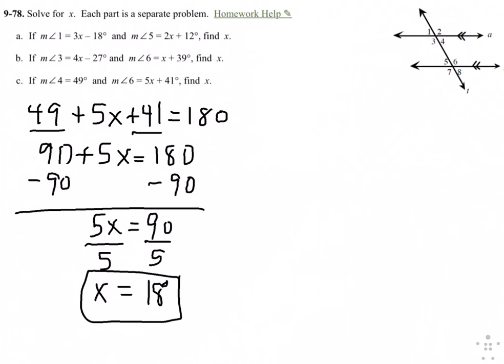And again, these are angles 4 and 6, right? If we look over here on this diagram, 4 and 6, they're same side interior angles, so they are supplementary, meaning the sum equals 180 degrees, right?